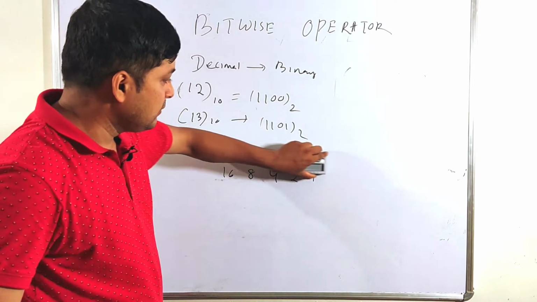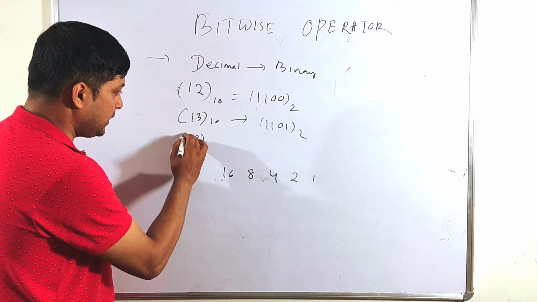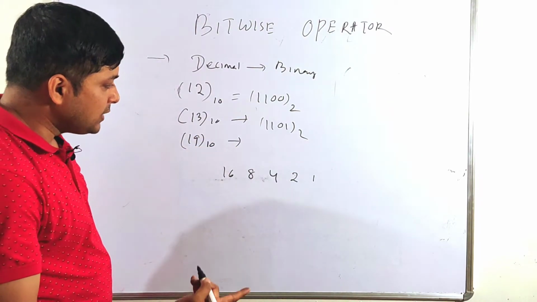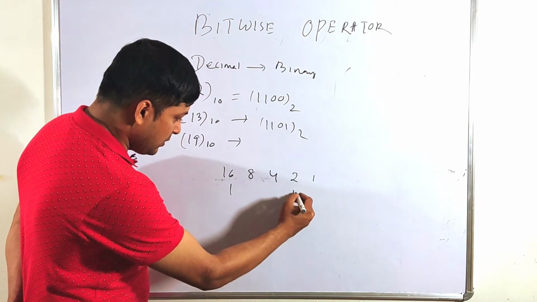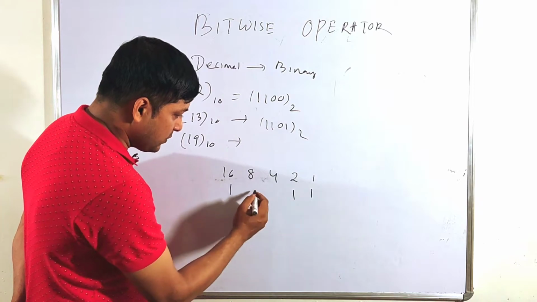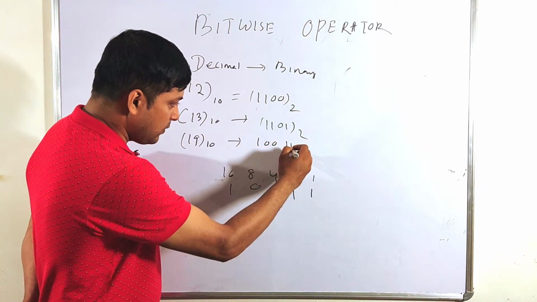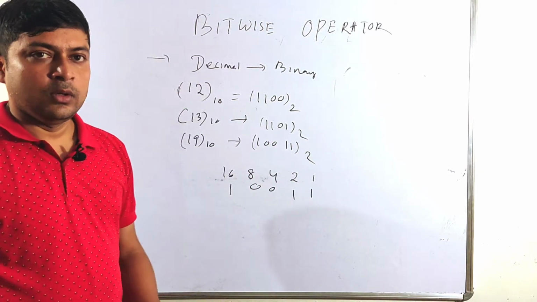Suppose I am taking 19. How to convert 19? Which values add up to 19? First take 16, then 2, then 1. So the others become 0 and 0. What is the answer? 1 0 0 1 1. With this help you can calculate decimal to binary.